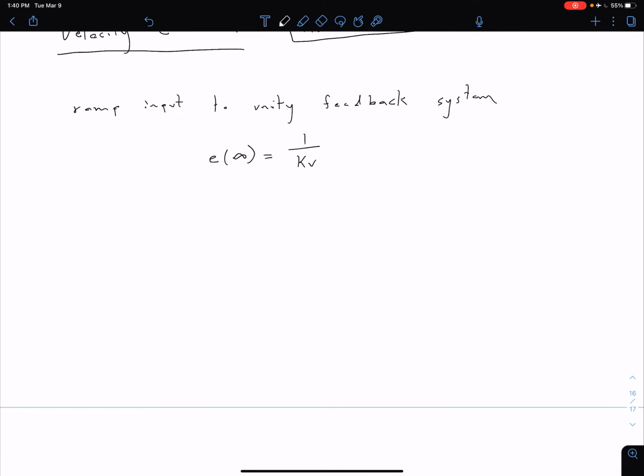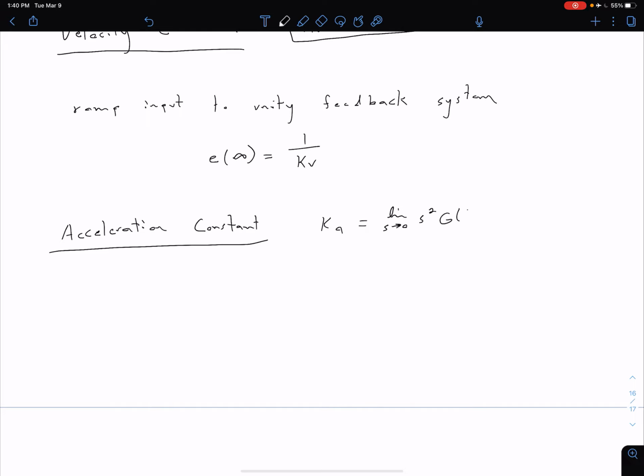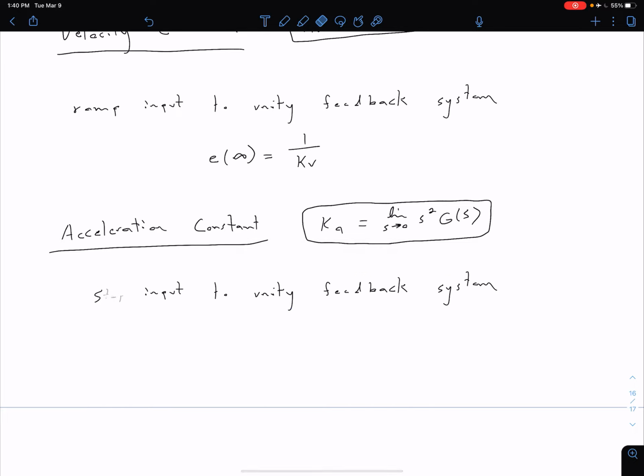Then the third static error constant that we're going to consider is our acceleration constant, which is going to be k sub a. This is equal to the limit as s goes to 0 of s squared G of s. Again, this also looks familiar. Now we're talking about a unity feedback system with a parabolic input. So if we have a parabolic input to a unity feedback system, our steady state error, E of infinity, is equal to 1 divided by Ka.